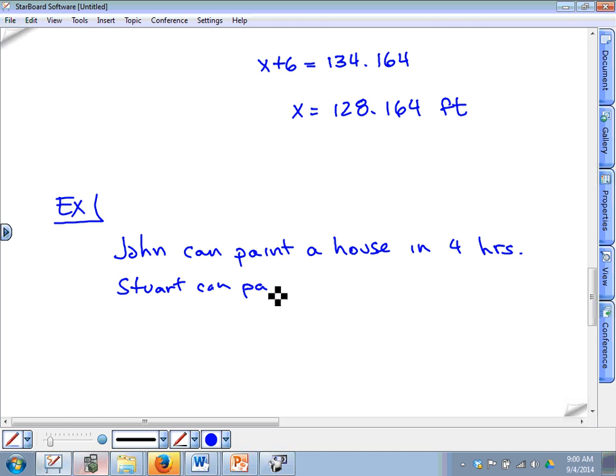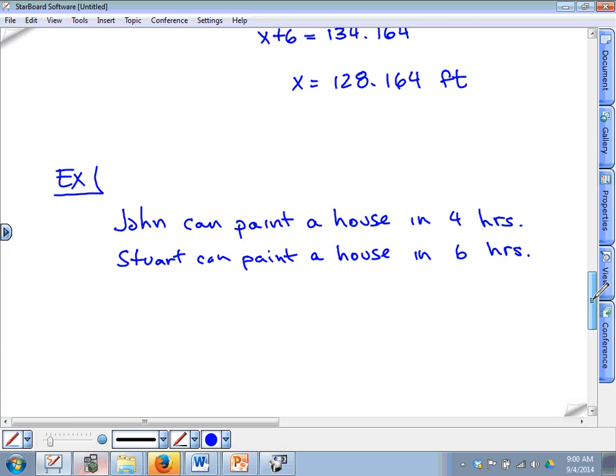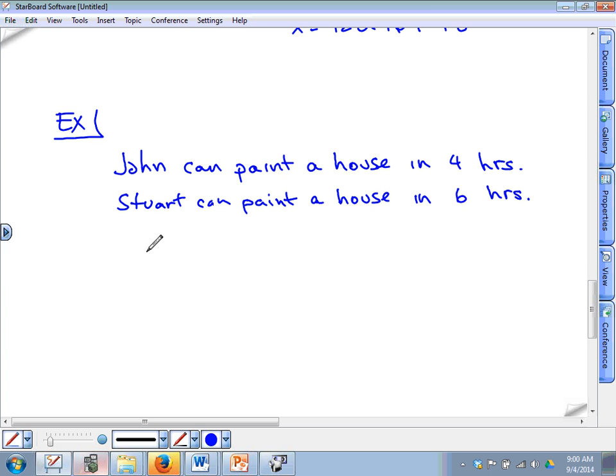can paint a house in, ooh, he's slower, 6 hours. It's really fast. Yeah, just come over and paint my house.